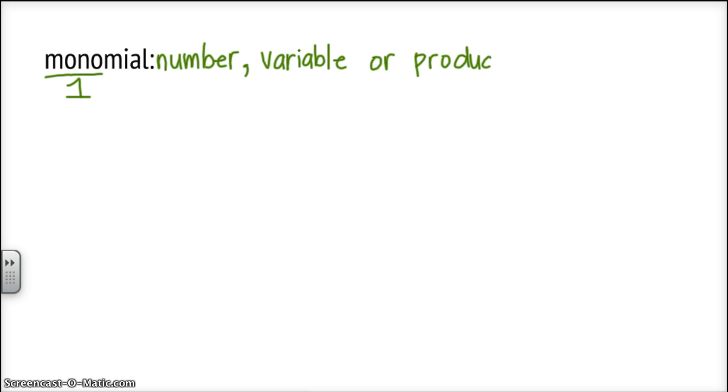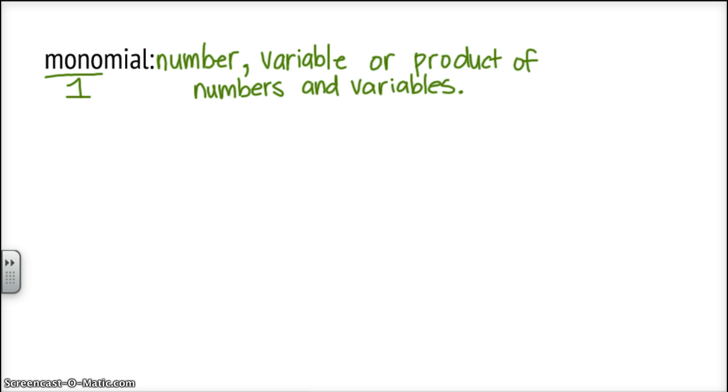First of all, we need to understand what a monomial is, and hopefully you know that the prefix mono means one. Mono means one, so we're kind of saying one term. A monomial is a number, a variable, or a product of numbers and variables. So it's a number, a variable, or product of numbers and variables.